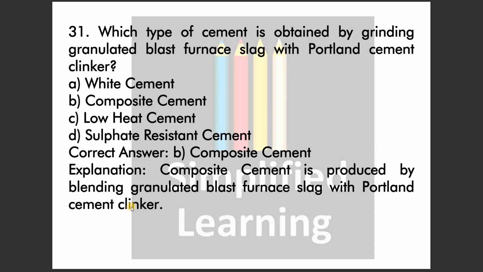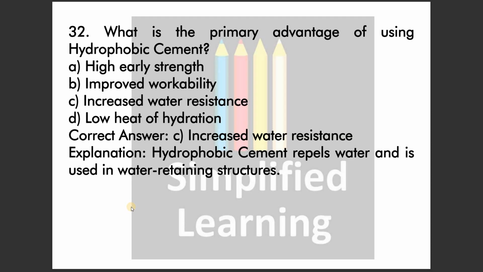Which type of cement is obtained by grinding granulated blast furnace slag with Portland cement clinker? The answer is composite cement. Okay, composite cement is produced by blending two kinds, that is granulated blast furnace slag and Portland cement clinker. Then what is the primary advantage of using hydrophobic cement?